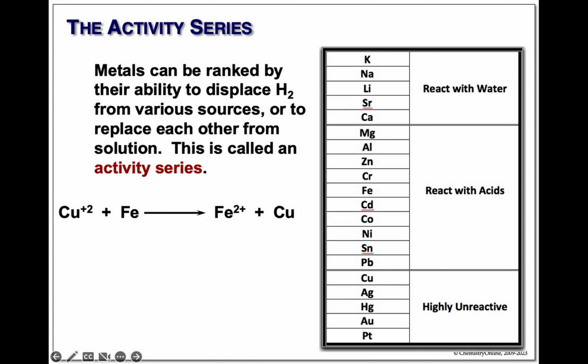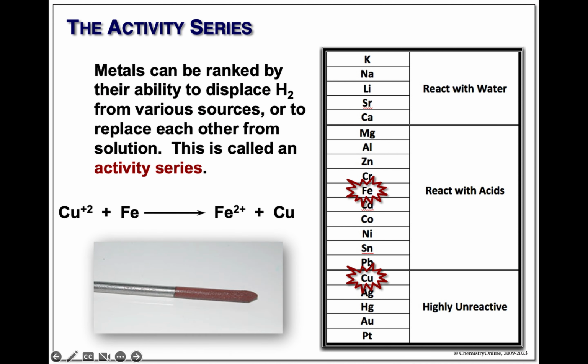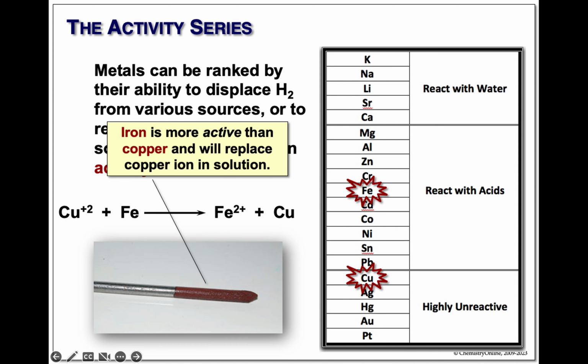Our metal, our element is iron, our ion is copper. There's iron, there's copper. This reaction will proceed as written. We know that because we did the nail experiment, right? It's an activity series experiment.